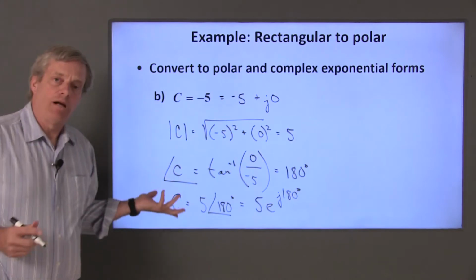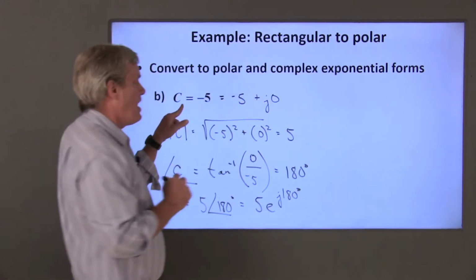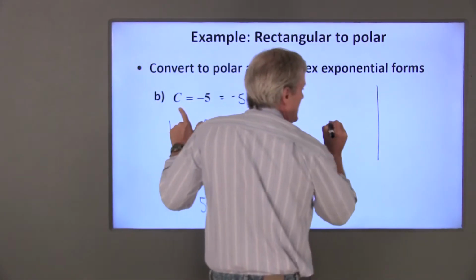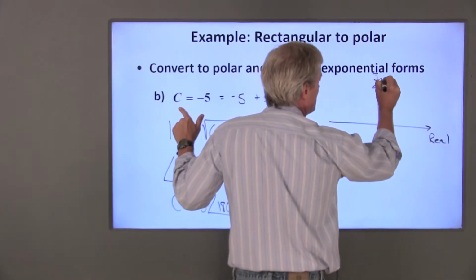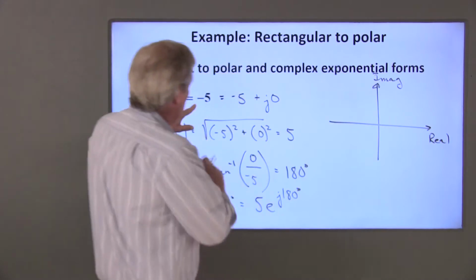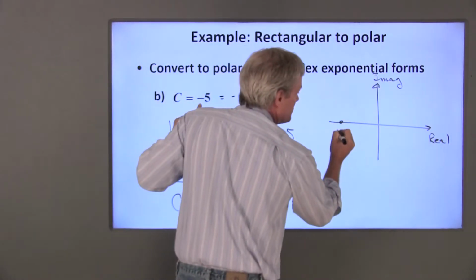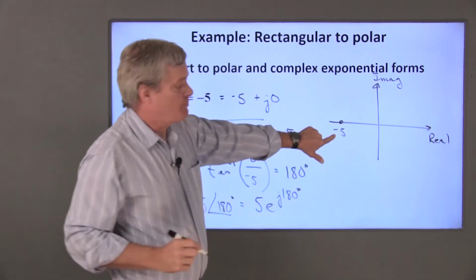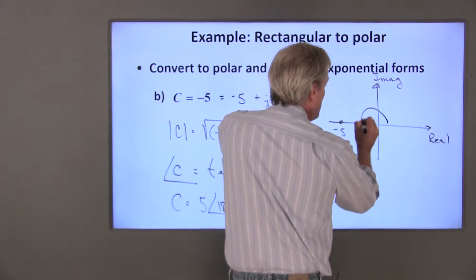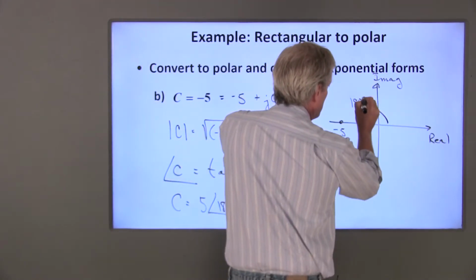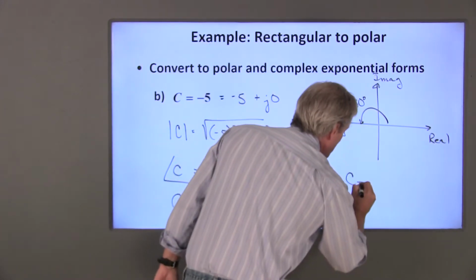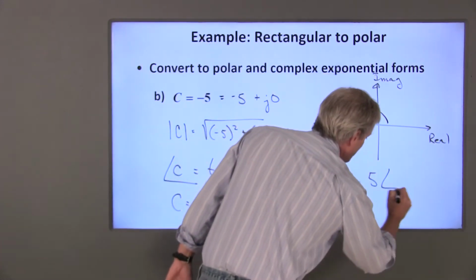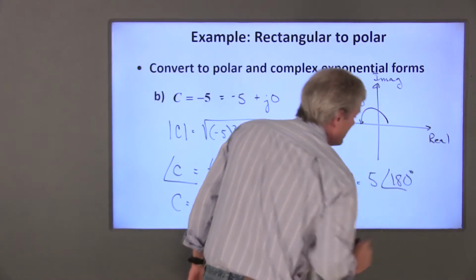I can also do this problem graphically and skip all of these steps. If I plot c on a real imaginary axis, it's just negative 5, which is over here. This point in the complex plane is at 180 degrees, and it is 5 units from the origin. So from this graph, I can write directly c is equal to 5 at an angle of 180 degrees.